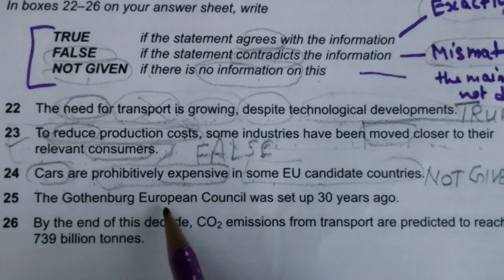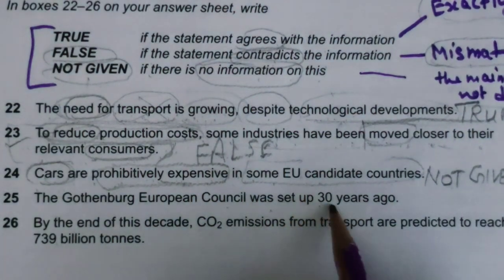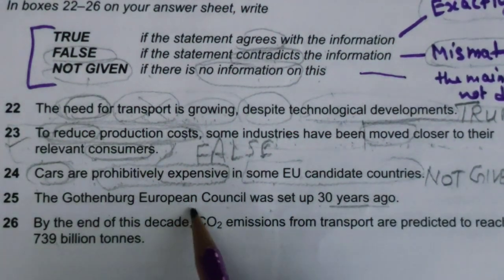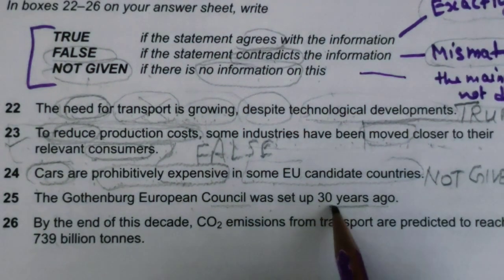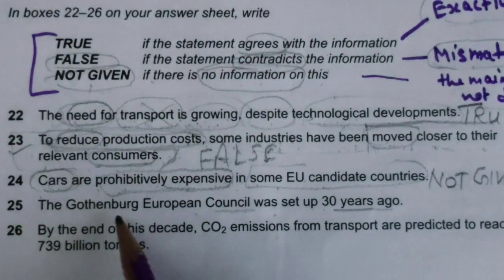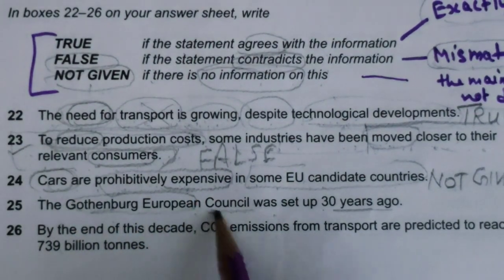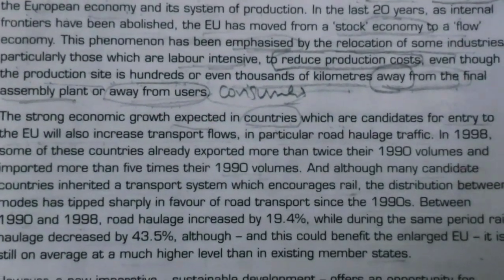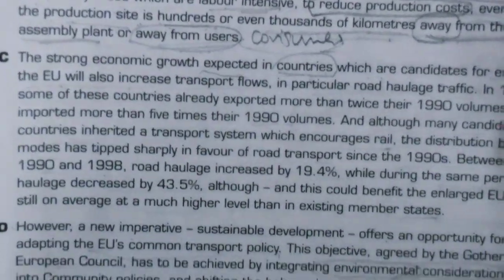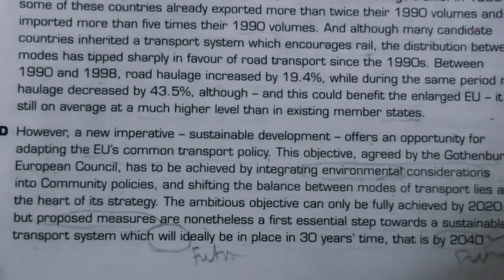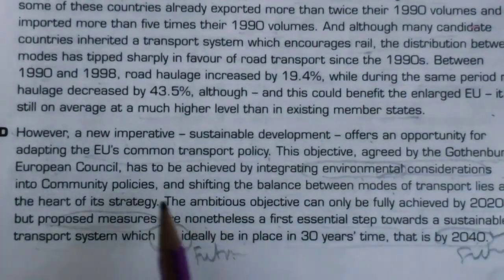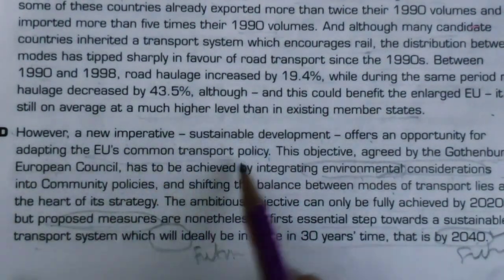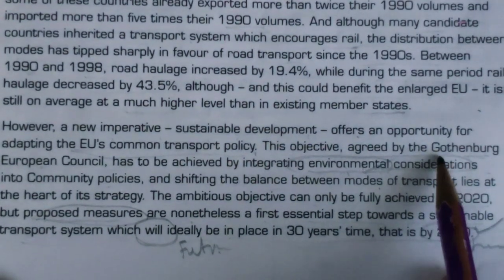the Gothenburg European Council was set up 30 years ago. Okay, Gothenburg European Council, whatever it may be, it was set up 30 years ago. Okay, we know where this council is being talked about. It's in D paragraph. Yes, because we have already done match the heading, so we should know the location. So yes, they are talking here only.